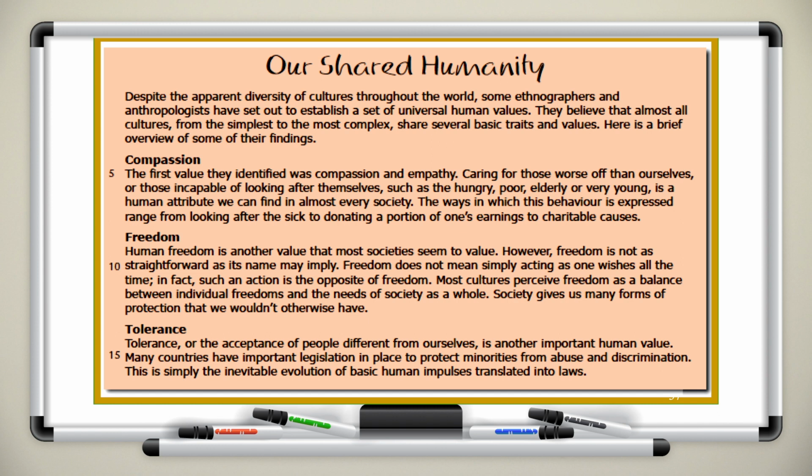Here is a brief overview of some of their findings. Compassion. The first value they identified was compassion and empathy, caring for those worse off than ourselves or those incapable of looking after themselves, such as the hungry, poor, elderly, or very young, is a human attribute we can find in almost every society. The ways in which this behavior is expressed range from looking after the sick to donating a portion of one's earnings to charitable causes.